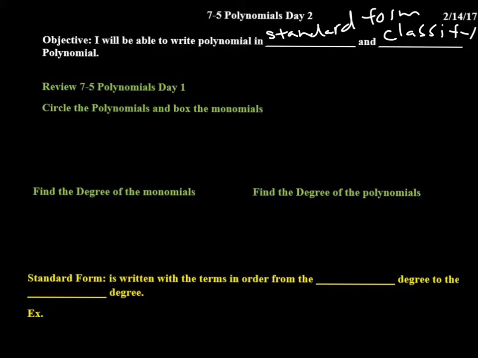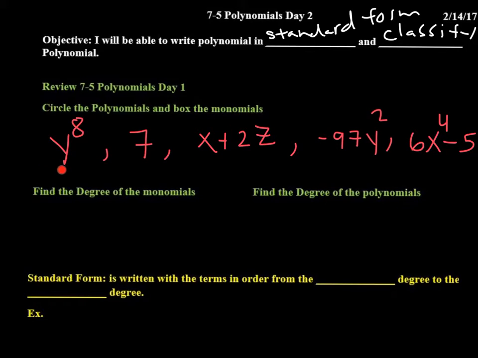Before we do that, let's review really quick 7-5 polynomials day 1 from yesterday. In a second, I'm going to write a few polynomials and a few monomials down in this empty space. I want you to circle the polynomials and put a box around the monomials, just to see if you understand what a polynomial is and what a monomial is from yesterday. Here they are: y to the 8th power, 7, x plus 2z, negative 97y squared, 6x to the 4th power minus 5. Circle the polynomial and box the monomial. Take a minute to try that, pause the video, and come back to check your answers with mine.